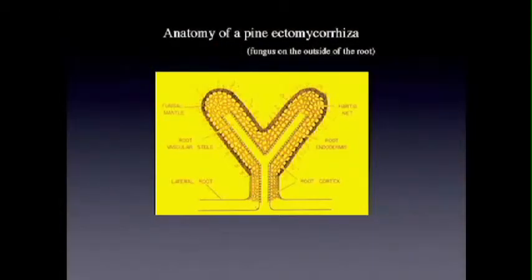The anatomy of a pine ectomycorrhiza, this illustration diagrams the ecto part, the fungus on the outside of the root. So here the so-called mantle or Hartig net is the interface where this exchange, you might say one-for-one exchange, a certain amount of nutrients for a certain amount of carbon from the tree, nutrients from the soil, and water from the fungus. That's where it takes place. There's no actual penetration of the root cells by the fungus in this type of mycorrhiza.